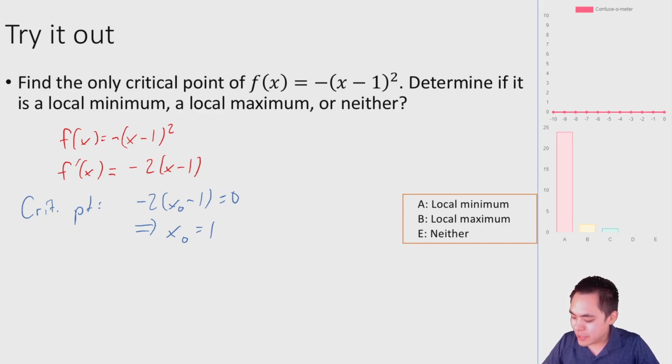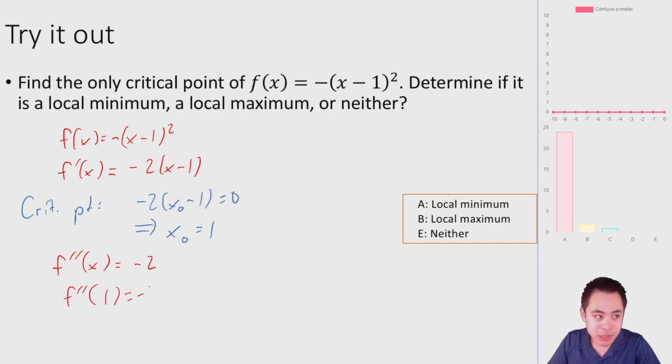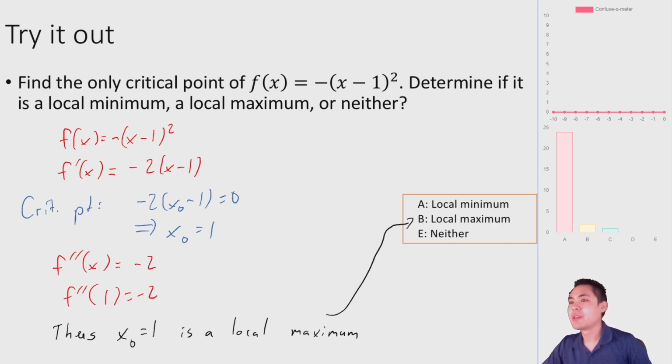Now, what else do we have? We also know that f double prime of x is then equal to minus 2, which means that f double prime of 1 is equal to minus 2. But if it's minus 2, then that means that this has to be a local maximum. So thus, x naught is equal to 1 is a local maximum, not a minimum. So it's actually B here, not A.